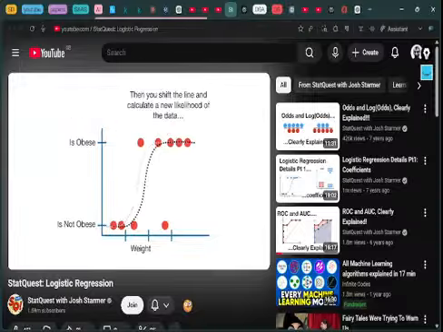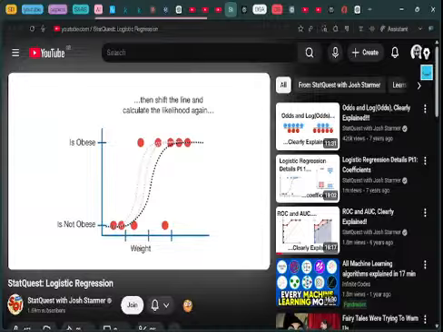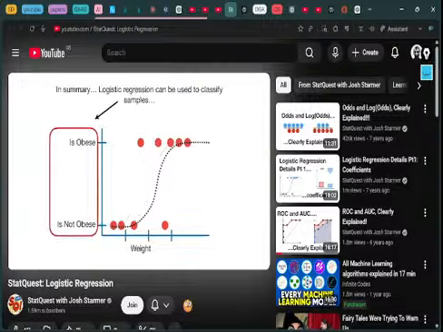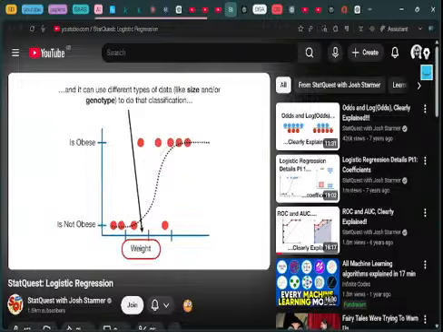Then you shift the line and calculate a new likelihood of the data. And then shift the line and calculate the likelihood again. And again. Finally, the curve with the maximum value for the likelihood is selected. Bam!